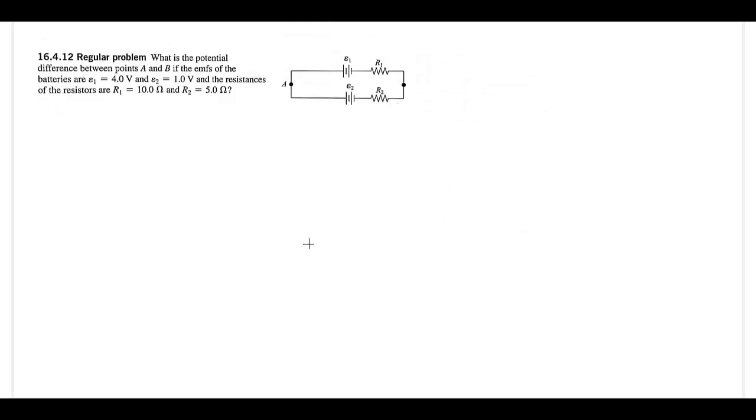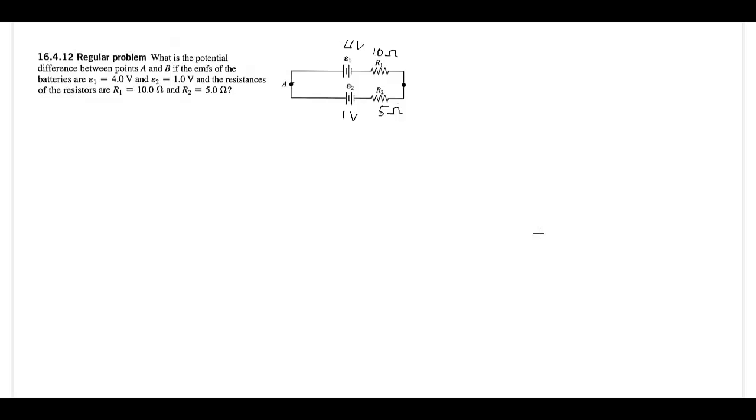Last one. So what is the potential difference between points A and B from here to here? If the EMFs of the batteries are 4 volts and 1 volt, and the resistances of the resistors are R1 is 10 ohms and R2 is 5 ohms. So again, this is 4 volts, this is 1 volt, R1 is 10 ohms, and R2 is 5 ohms.